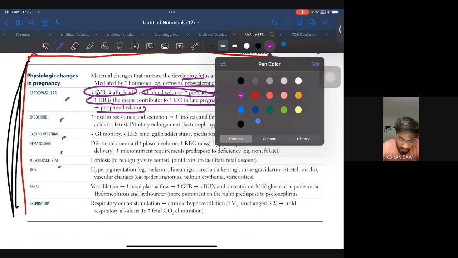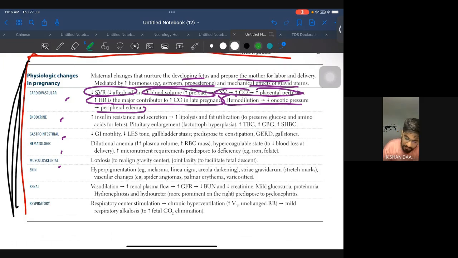So what is important over here is SVR, preload, and yes, SV and CO. Okay, direct questions will come, so you have to remember. They will directly ask: what is the change in the afterload, preload, stroke volume, heart rate, cardiac output in pregnancy? So you should remember the arrows.